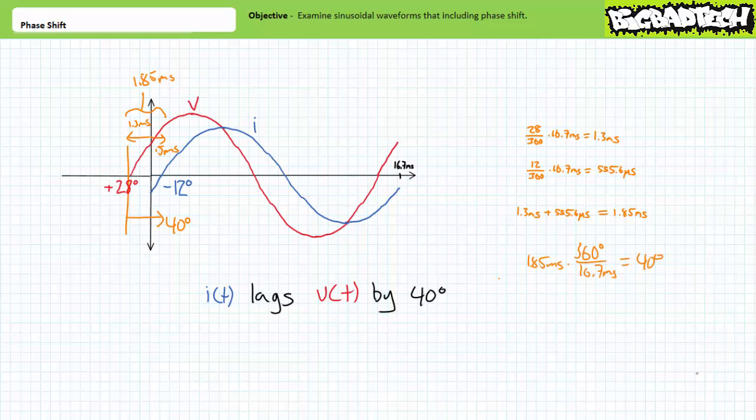If you wanted to check your work, 1.85 milliseconds inside a 16.7 millisecond period corresponds to an angular shift of roughly 40 degrees, as we'd expect.